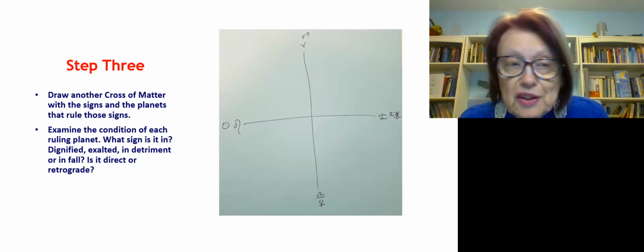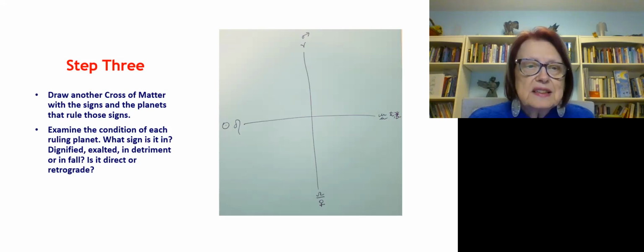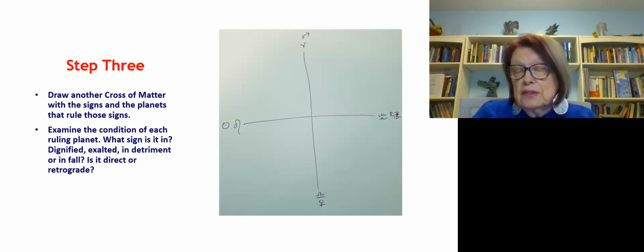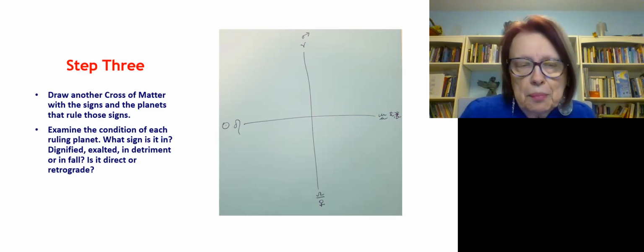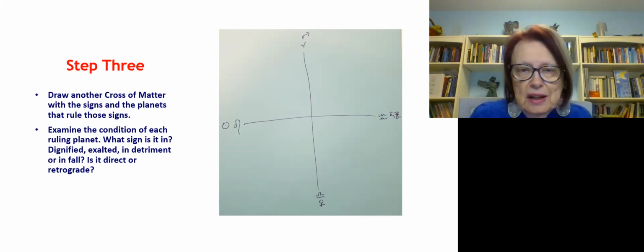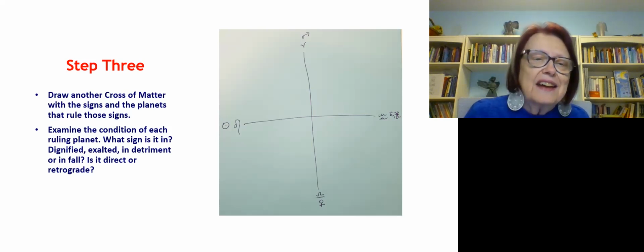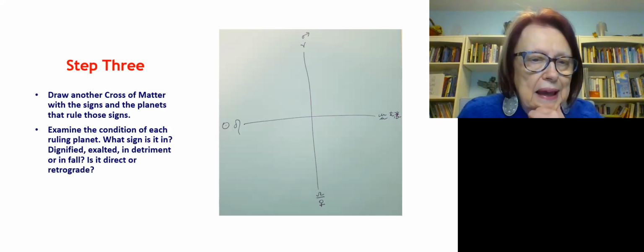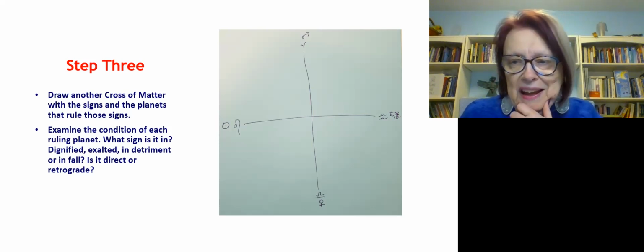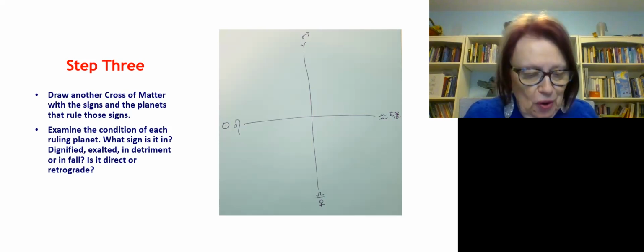Step 3, draw another cross of matter with the signs and the planets that rule those signs, and examine the condition of each ruling planet. What sign is it in? Is it dignified, exalted, in detriment, or in fall? Is it direct or retrograde? Now, one of the wonderful things about astrology is you're always learning something new. And when I was looking at mine today, I realized that 3 of the 4 angles in my chart are ruled by retrograde planets, which I had never noticed before.